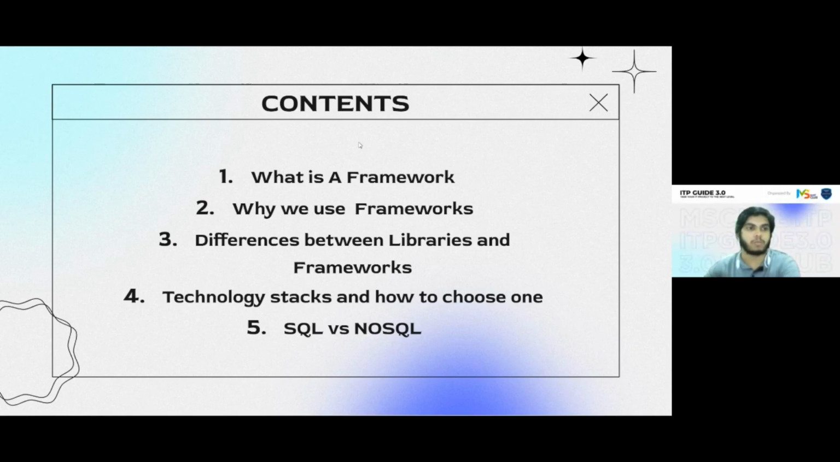Firstly, I'll be talking about what frameworks are, then why we use frameworks, the differences between libraries and frameworks, and technology stacks as well. And then finally, I'll be talking about SQL versus NoSQL and the differences between them. Okay, so without further ado, let's start our session.